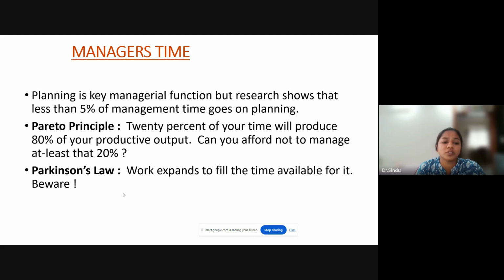So how to use this Parkinson's law? First one is you have to set specific deadlines. They have to be clear and realistic deadlines for your tasks and projects. Second one is prioritize your tasks. Which is important, which is not important, you have to prioritize it.